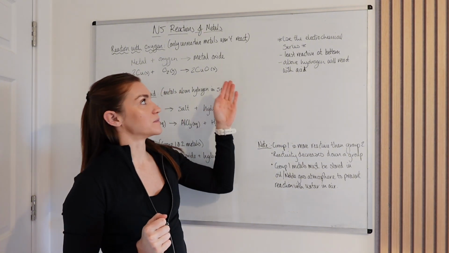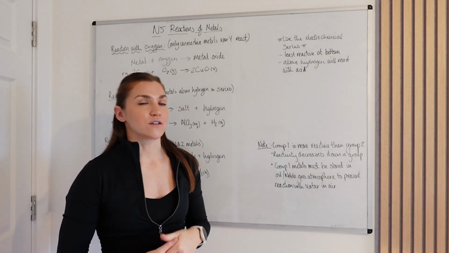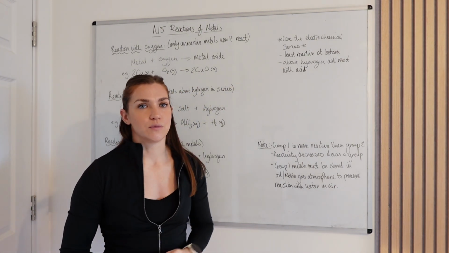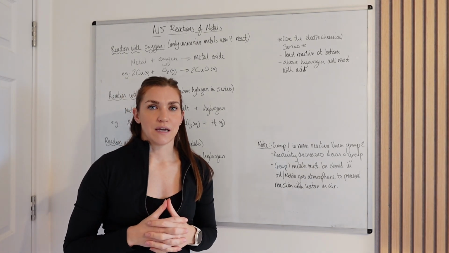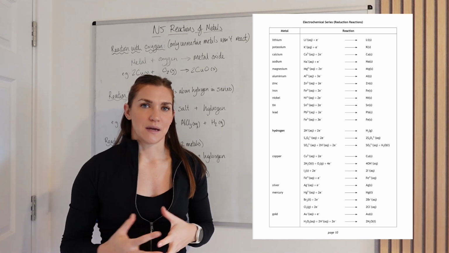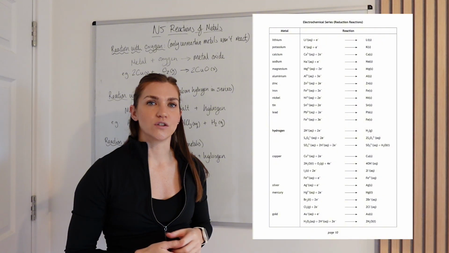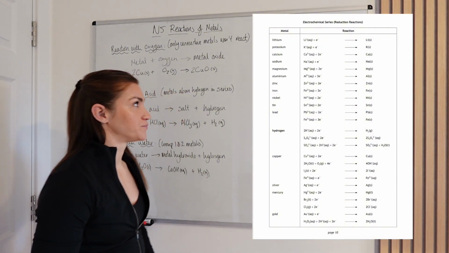But when it comes to metals that don't react with oxygen, you can use the electrochemical series in your data booklet to help you. The least reactive metals are down at the bottom. So if you are asked a question about which of these metals is least likely to react with oxygen, you'd want to look for the one that's furthest down the electrochemical series.